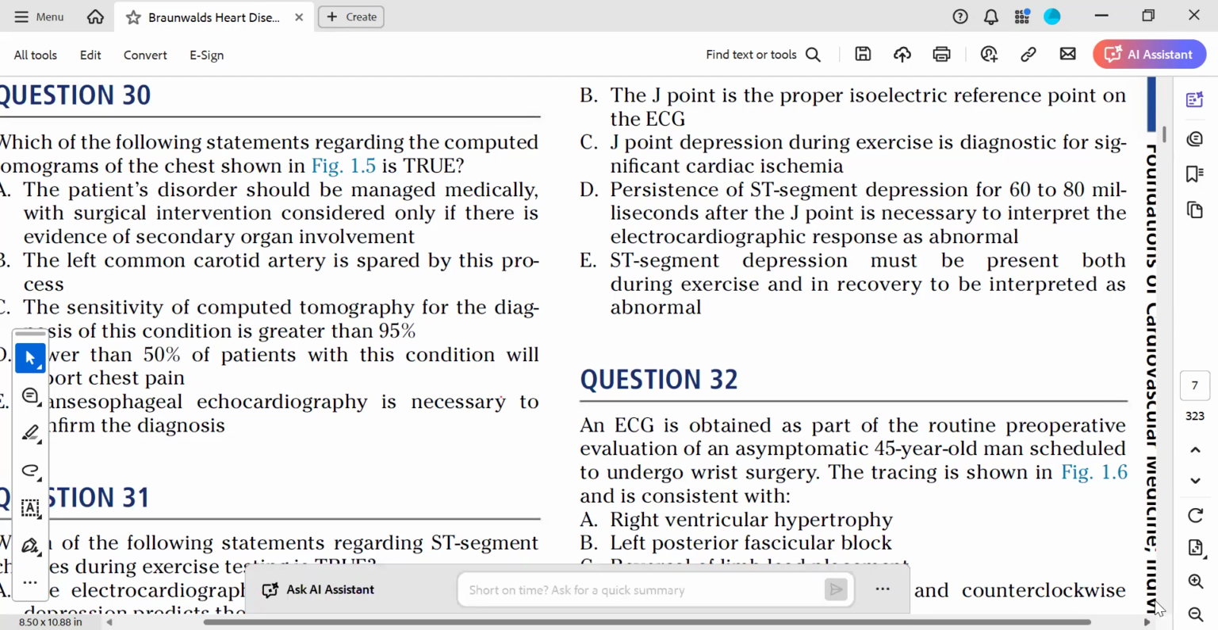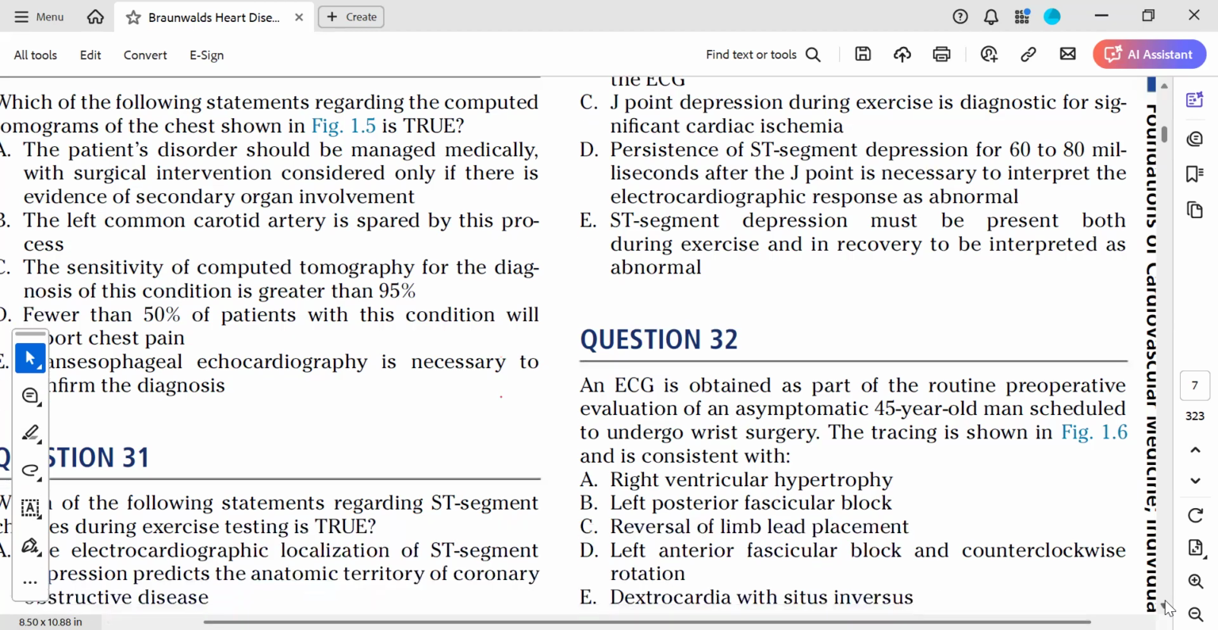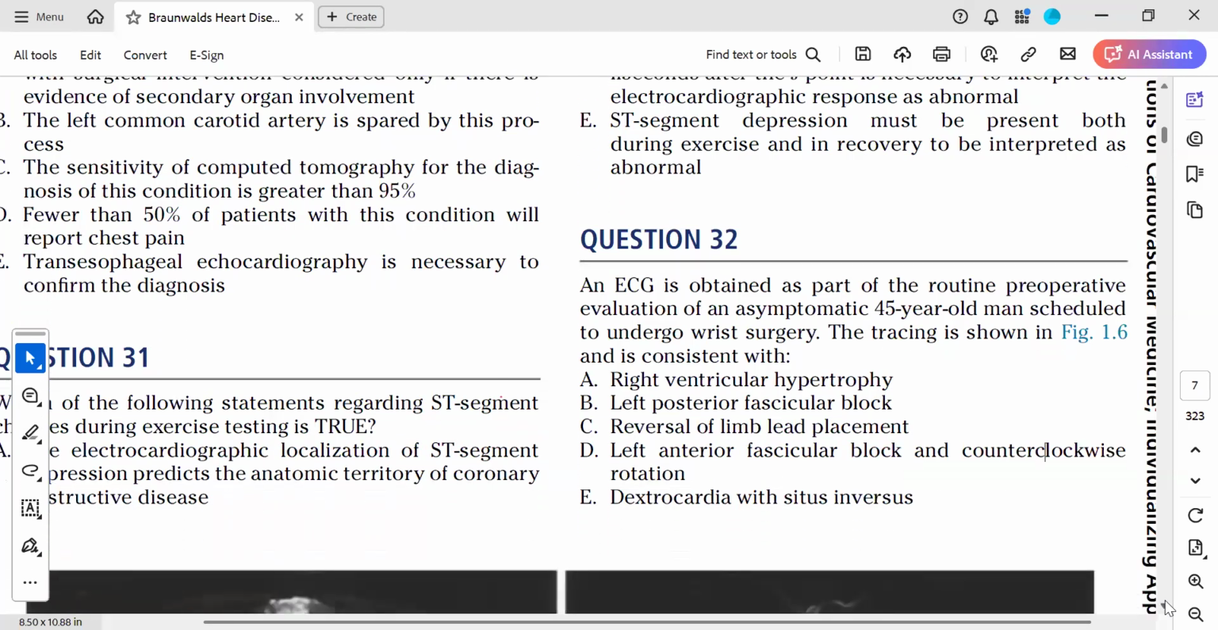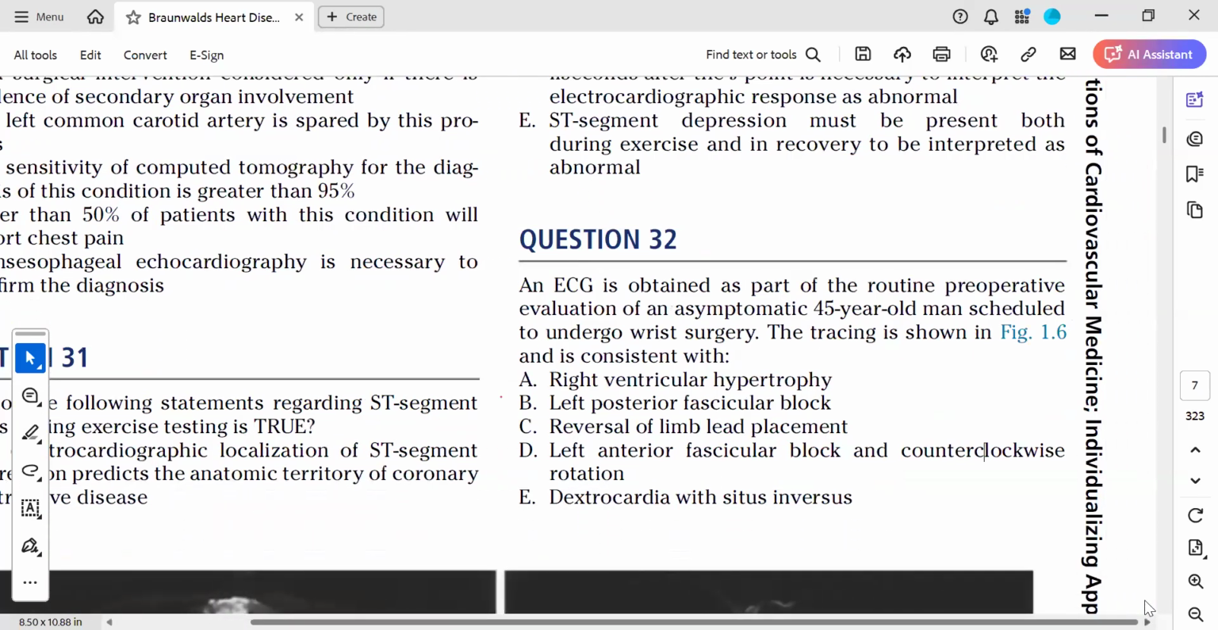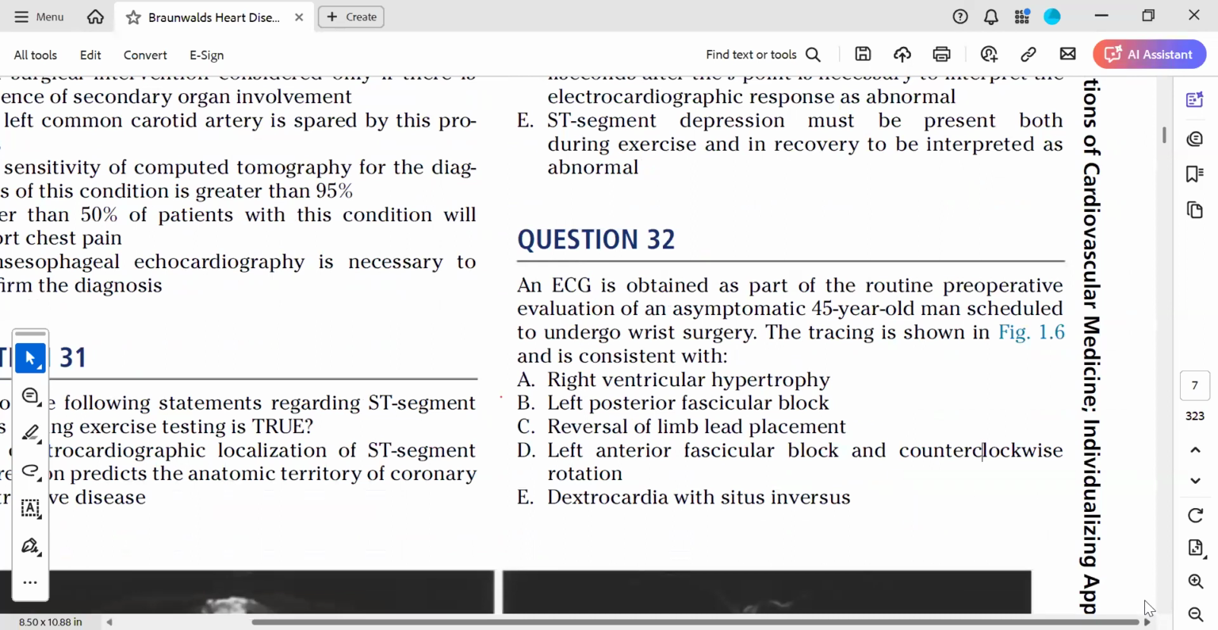Thank you so much. Also, I'll be going to 32, and an ECG tracing is put forward here, obtained as part of the routine preoperative evaluation. Just to note that this patient is asymptomatic.